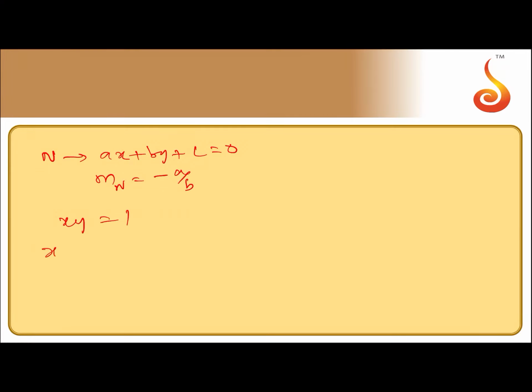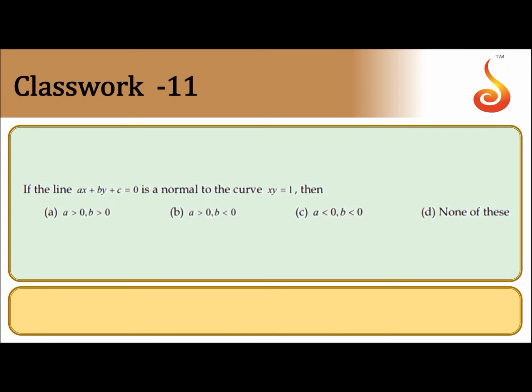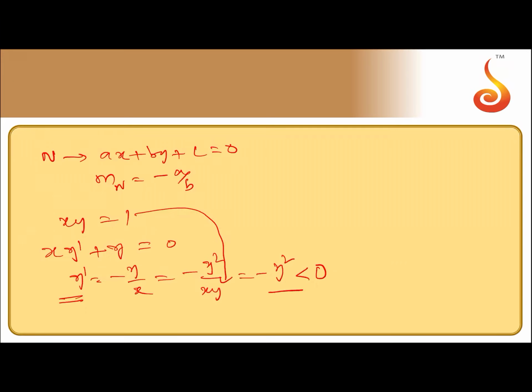Okay, the curve is xy equals 1. When you find the derivative, xy' plus y equals 0. So y' equals minus y by x. I will multiply x in the numerator and denominator so that we get xy. As xy equals 1, when you substitute, you get minus y square, which is obviously negative. It means the slope of the tangent is negative, and therefore the slope of the normal will be positive.